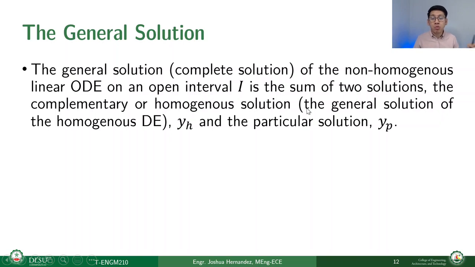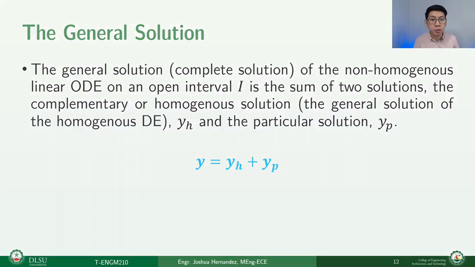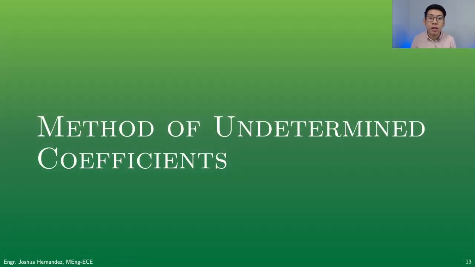Now, there are two methods that can be used to solve non-homogeneous DE that we will be exploring in this lesson. Of course, yes, the sum of the general solution is yh plus yp. The first method that we're going to explore is what we call the method of undetermined coefficients.